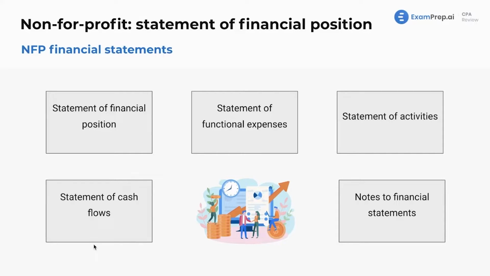We have statement of cash flows, we have statement of financial position, we have statement of activities, which is more similar to the income statement, statement of functional expenses. So these are the 5 financial statements as well as the notes of the financial statements. This is the package, right? The big financial statement package that you've got for all of these.